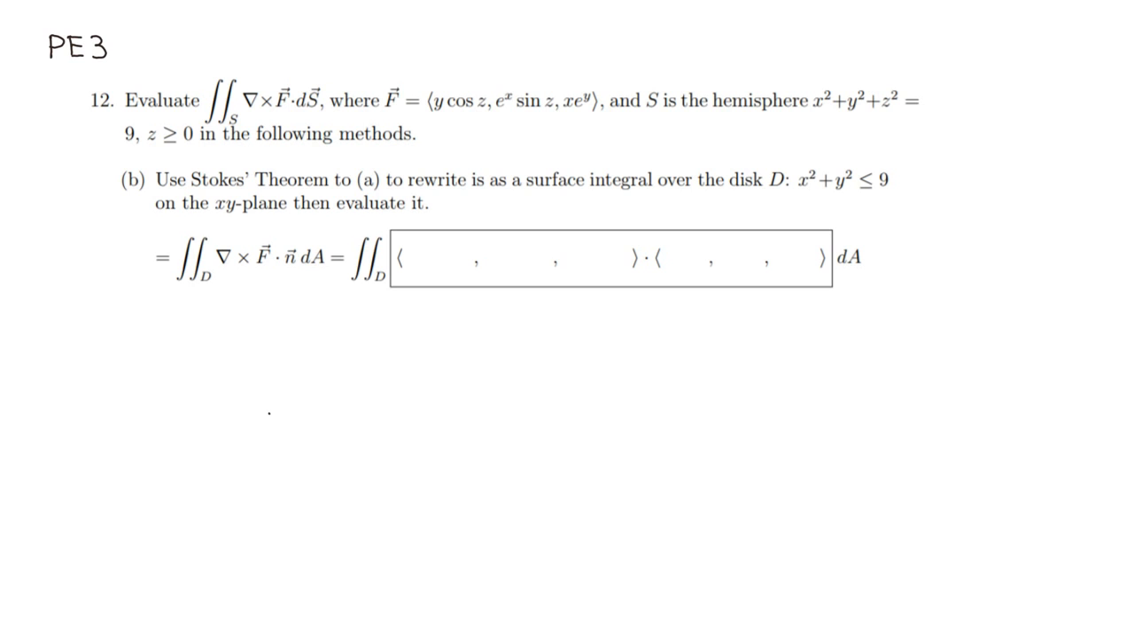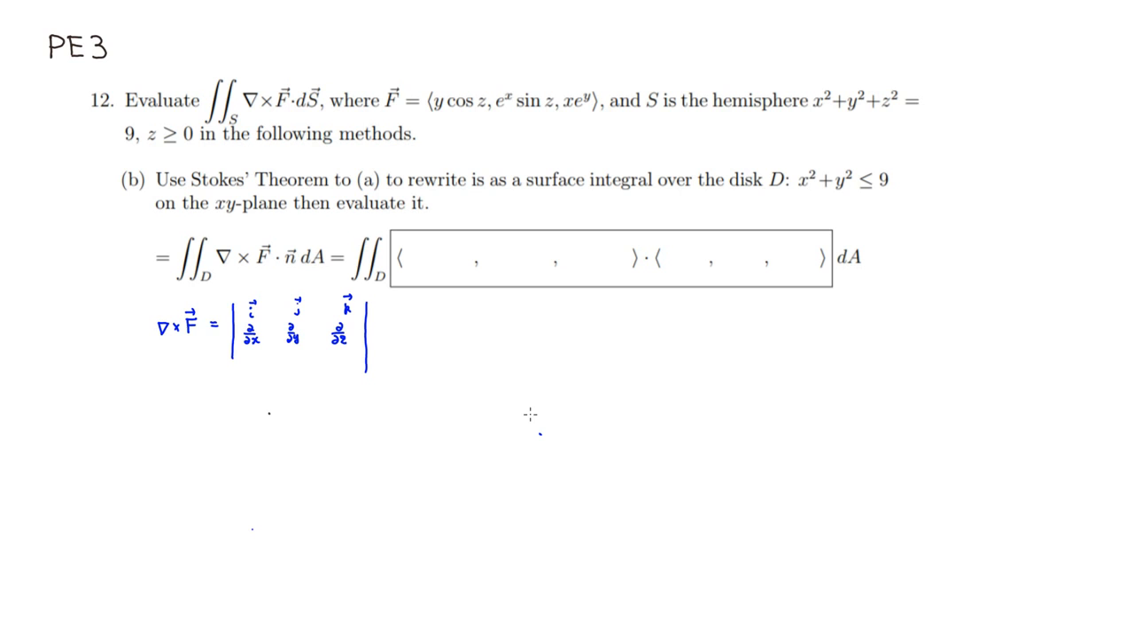So we have this double integral here, and we still have to find the curl of f. So let's go ahead and find that. We want the curl of f, which is going to be the determinant with vectors i, j, k, then partial with respect to x, partial with respect to y, partial with respect to z.